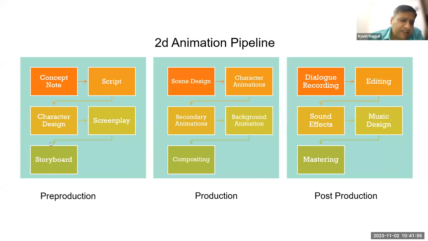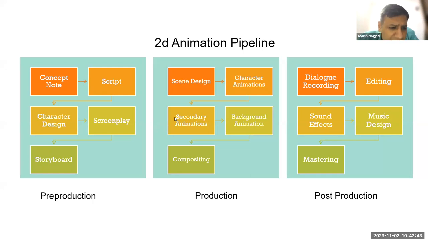This further leads us to character design, the third box on the left side. Character design is when we decide what a character is going to wear, what kind of dress, his or her height, weight, whether bald, what kind of hair, things like those. Then we arrive at screenplay. When we take a script and we add camera movements to it, it becomes a screenplay. That is a very, very basic, very simple definition of screenplay: script plus camera movements is screenplay. And from screenplay, we arrive at storyboard.